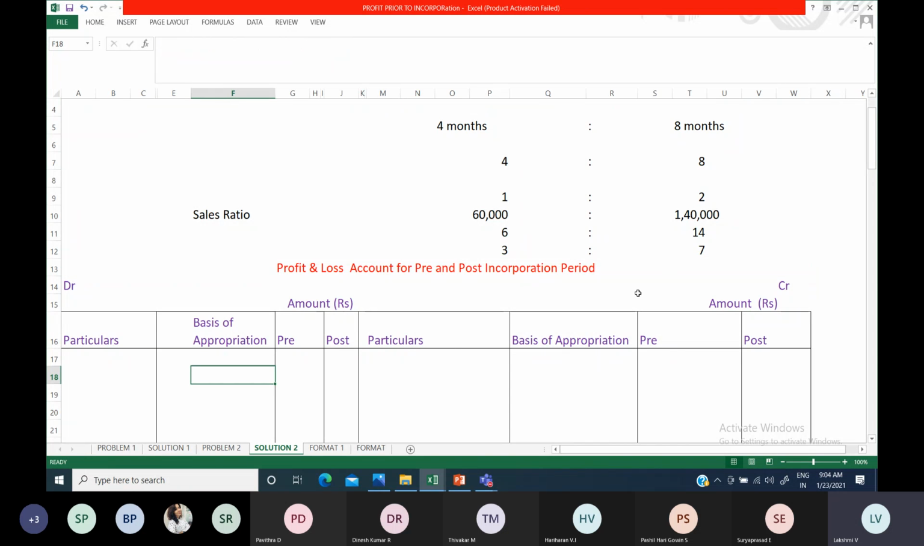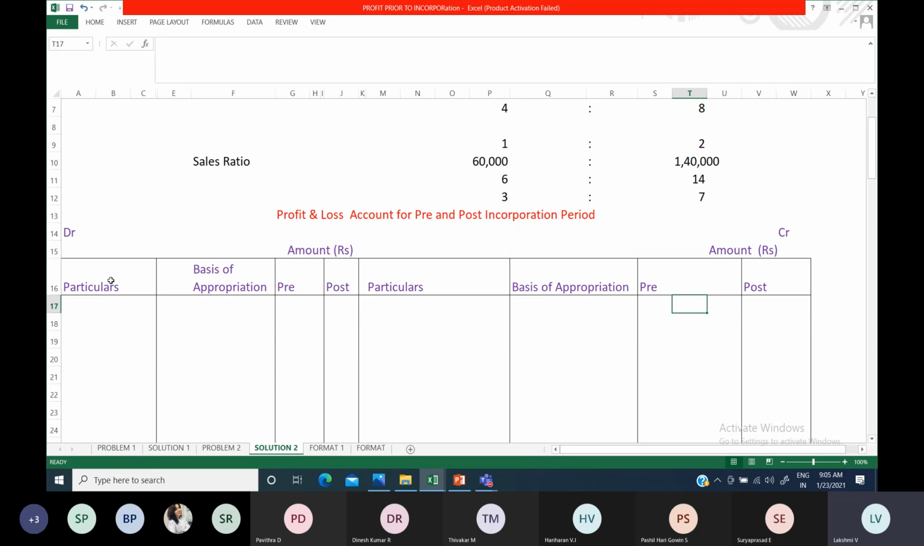If they give some details like the company's name, you just mention all those details. The left hand side is your debit side, and the right hand side of your account's note is the credit side. Mention particulars, basis of apportionment, pre column, post column. In the account's note you will have an inner column and an outer column, so use those columns to fill up the amounts. That will be your pre column and post column. The same details you fill here have to be filled on the right side also.